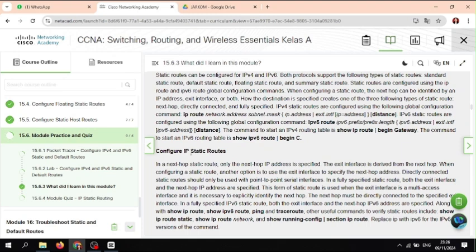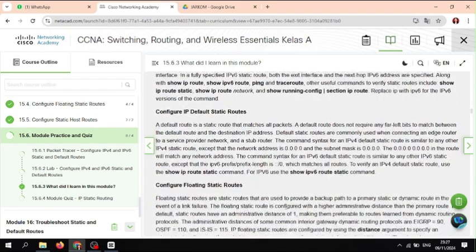Dalam static routes IPv6 yang ditentukan sepenuhnya, output interface dan alamat IPv6 hop berikutnya ditentukan. Selain show ip route, show ipv6 route, ping dan traceroute, perintah lainnya untuk memverifikasi static routes yaitu seperti show ip route static, kemudian show ip static network, dan yang lainnya.